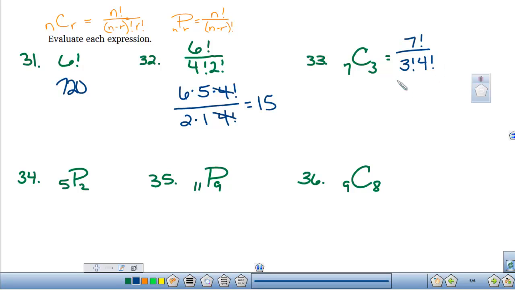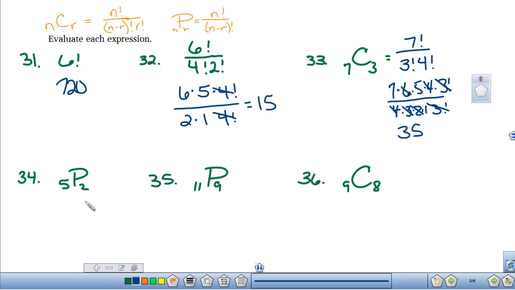And again, without using my calculator, I can write this as 7 times 6 times 5 times 4 times 3 factorial over 3 factorial. And I could have easily stopped at 4 factorial, by the way. And I'm going to put 4 times 3 times 2 times 1 for the 4 factorial. I'm going to cancel out 3 factorial. I'm actually going to cancel out that 4. And now I can cancel out 3 and 2 with 6. And my answer is 35.